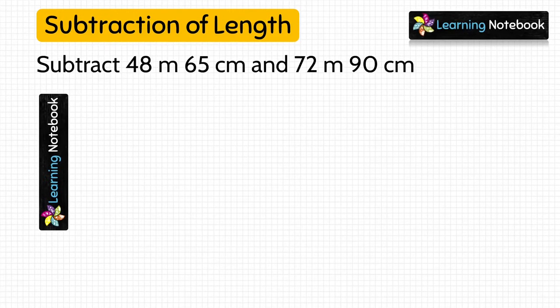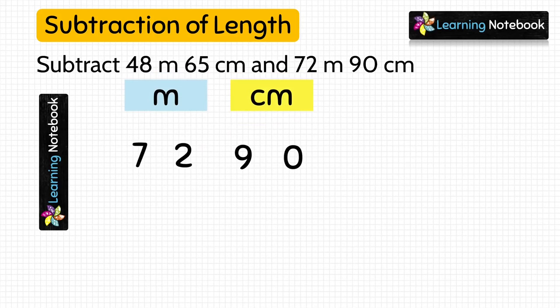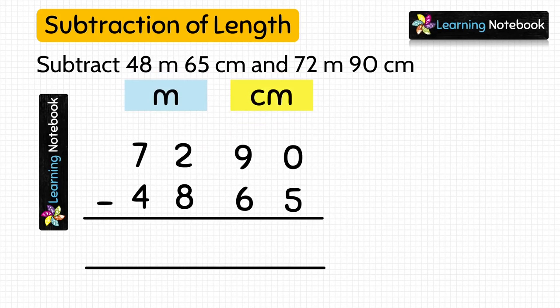Now students, let's see how to subtract when lengths are given in combined units. We are going to follow the same method as we did in addition. So we are going to arrange them in two columns of meter and centimeter and then subtract them separately. So first let's subtract the centimeter column.